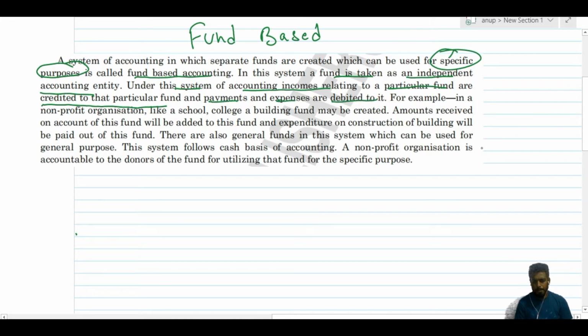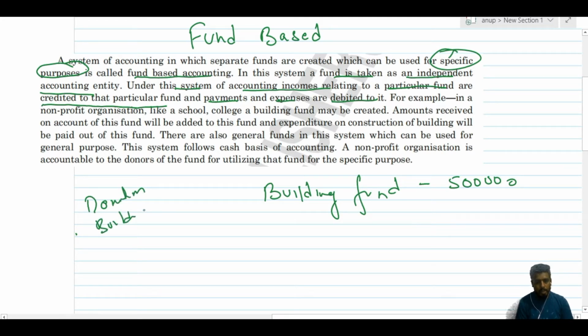For example, let us suppose there is a building fund of, say, rupees 5 lakh, and during the year they receive another donation for the building, say rupees 1 lakh. So what happens? The donation will not be treated as income; rather, it will be added to the fund that is already existing. So now the fund becomes 6 lakh rupees.